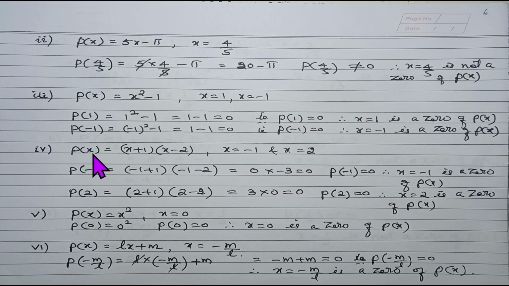The next example is P of x is equal to x plus 1 into x minus 2. We have to find out whether x is equal to minus 1 is a 0 or not, and x is equal to 2 is a 0 or not.